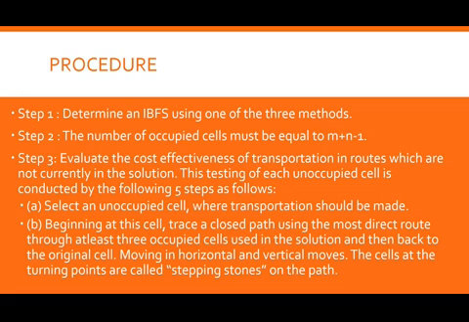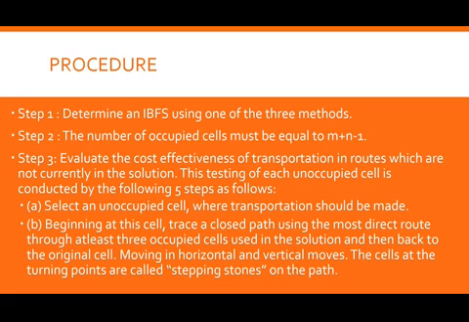Okay, so now coming to step 3, evaluate the cost effectiveness of transportation in routes which are not currently in the solution. So that means to say, whatever allocations you have got in the IBFS, other than that, the unoccupied cells should be included in the solution and checked if at all there is an improvisation possible. Okay, that is what this sentence means.